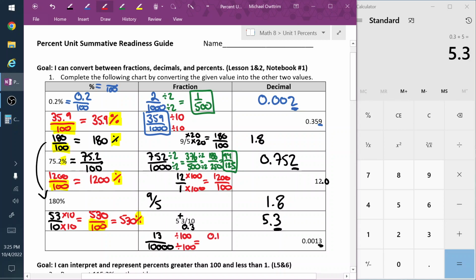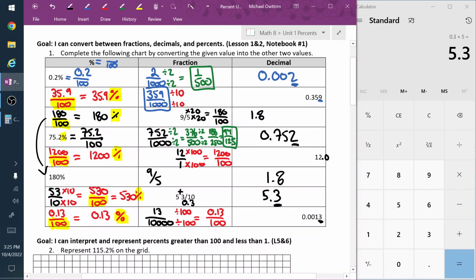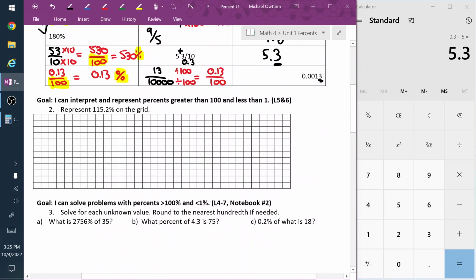That'll give us 0.13 out of 100. And with our 0.13 out of 100, that will be 0.13%. Again, replacing our out of 100 with our percent symbol. Okay, that's one of those ideas that just keeps coming up over and over and over again.